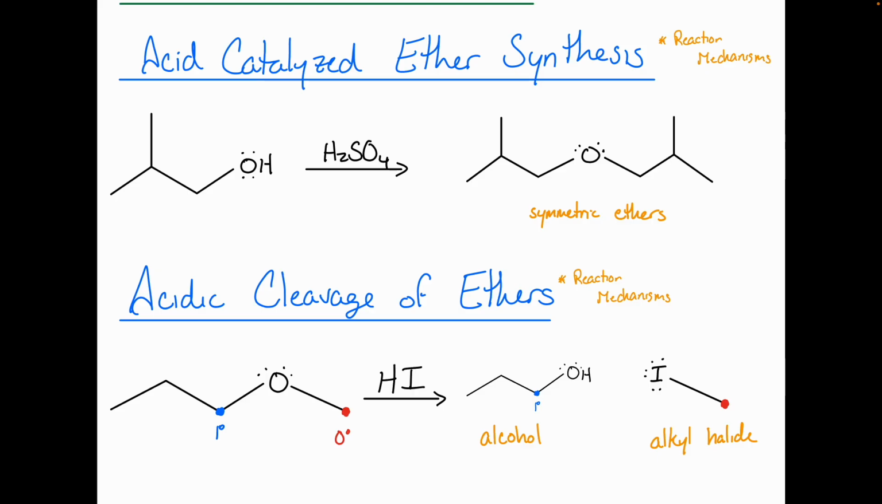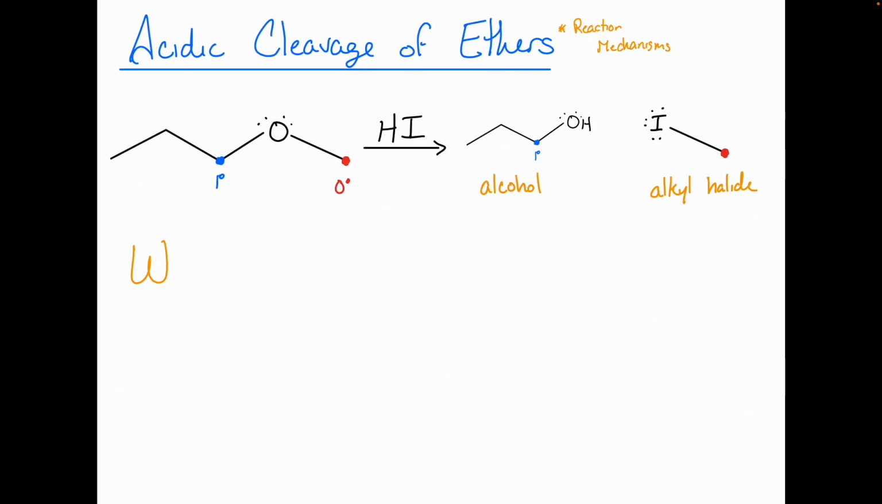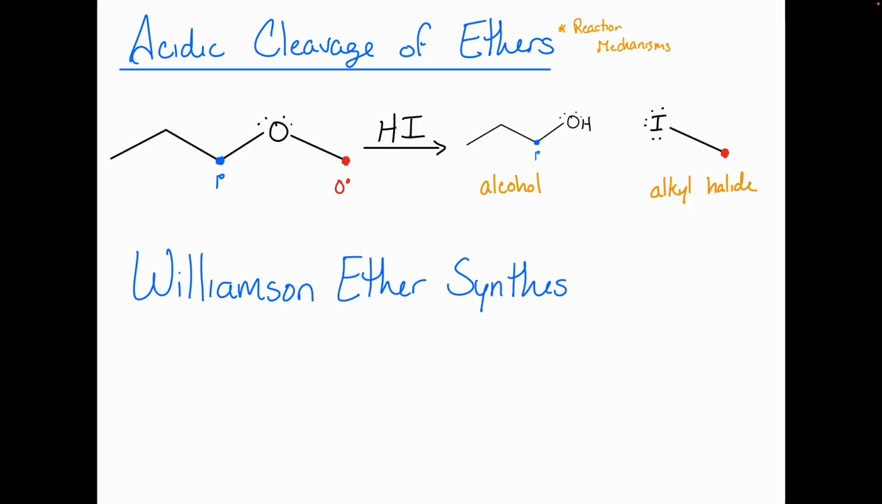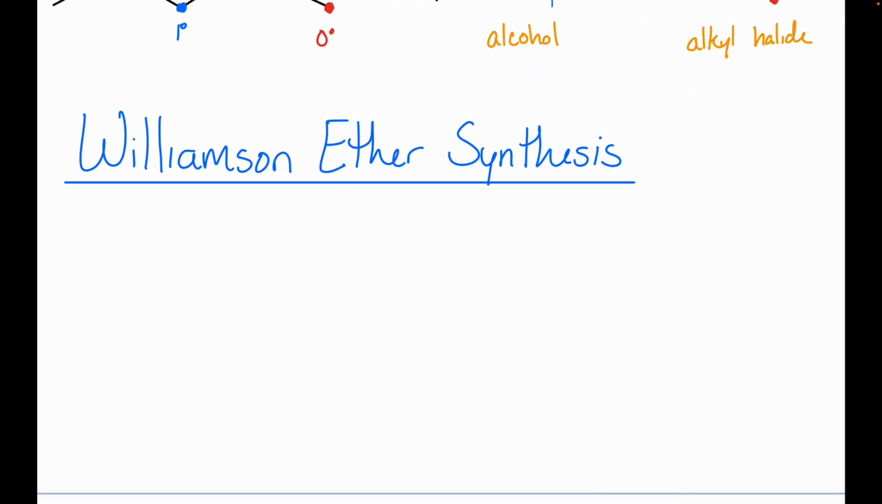Now we're going to add one more to this list here, what's called a Williamson ether synthesis. What we're going to find is this Williamson ether synthesis is a great way to create an asymmetric ether.